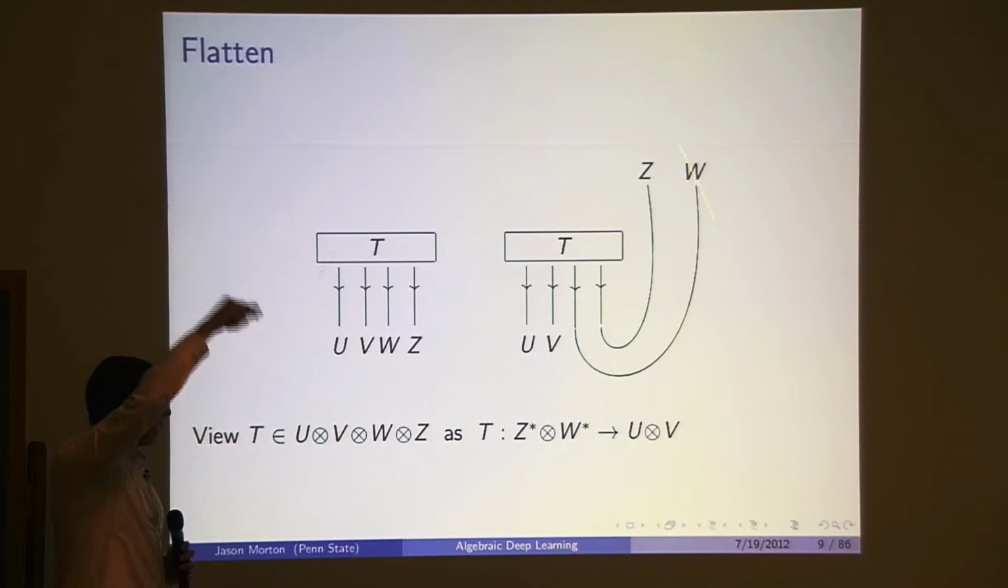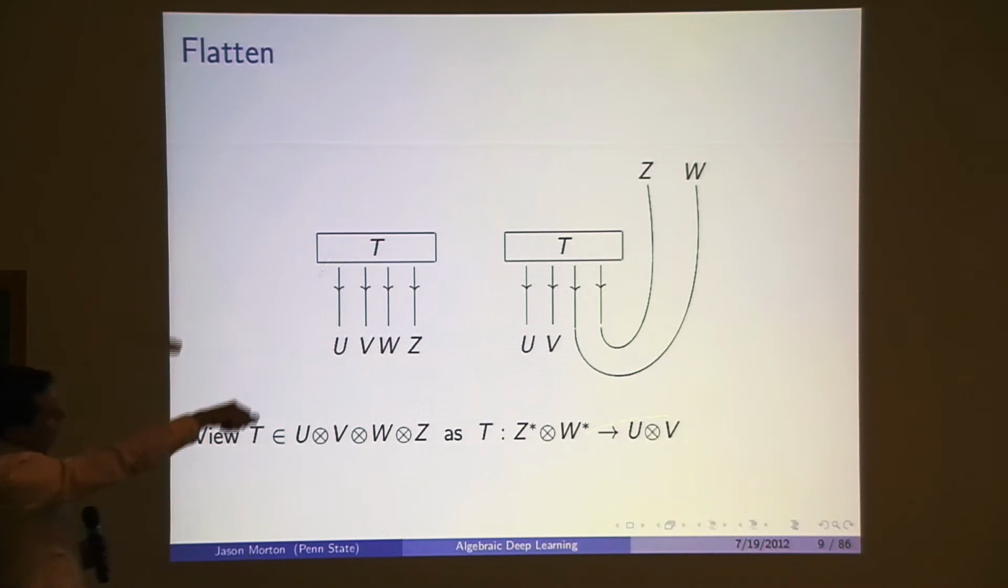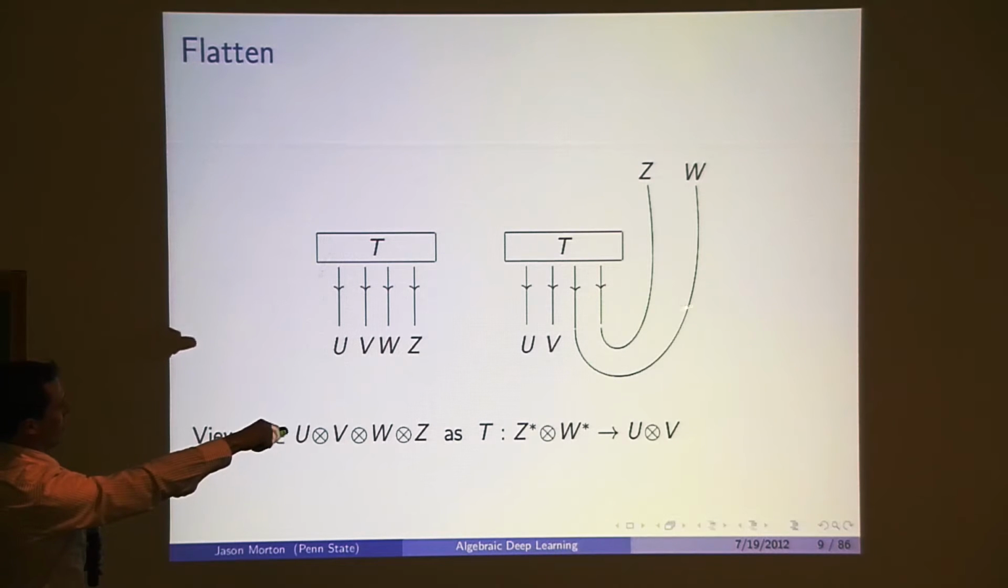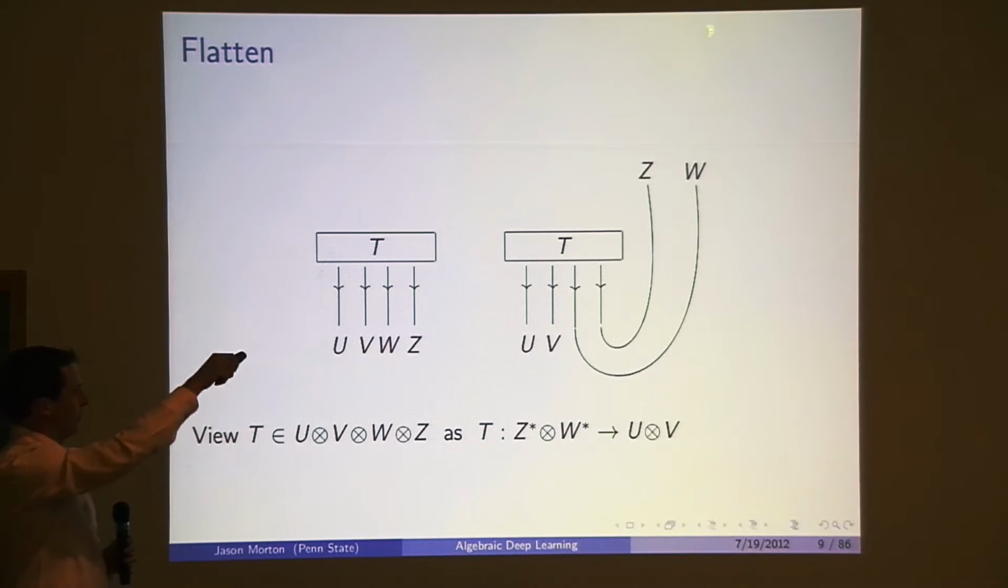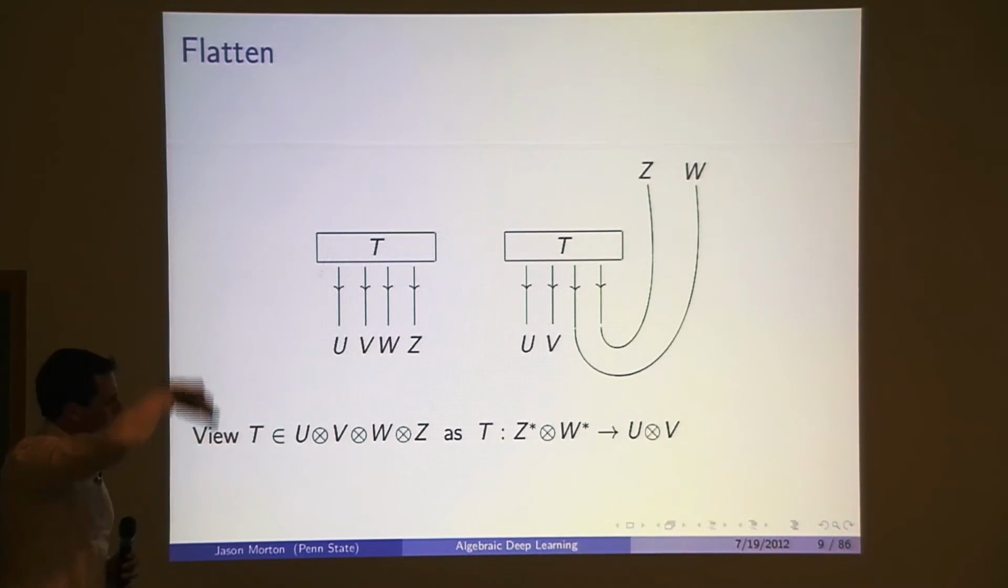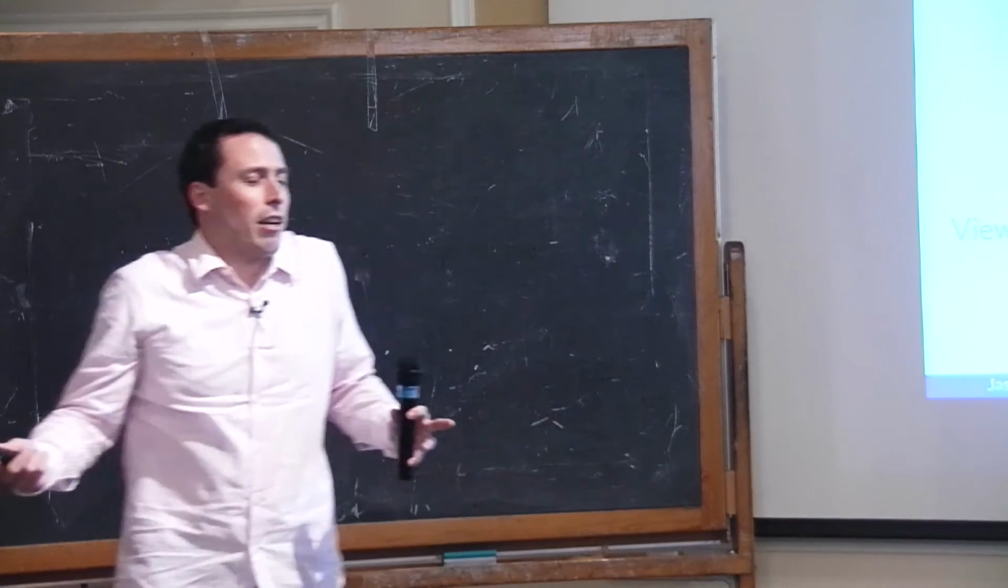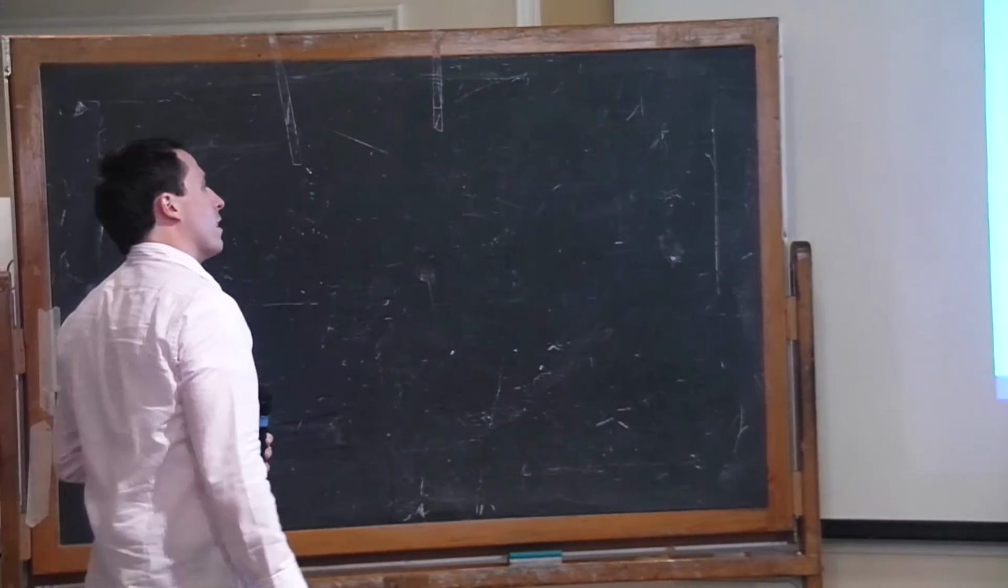If I take 2 of these legs and bend them up, now I can think about this whole object, if I draw a circle around it like that, as having 2 inputs and 2 outputs. So I think about this as a map from Z, or technically Z star tensor W star, the dual vector spaces, into U tensor V. So that's a flattening. Just take any tensor and view it as a linear map.